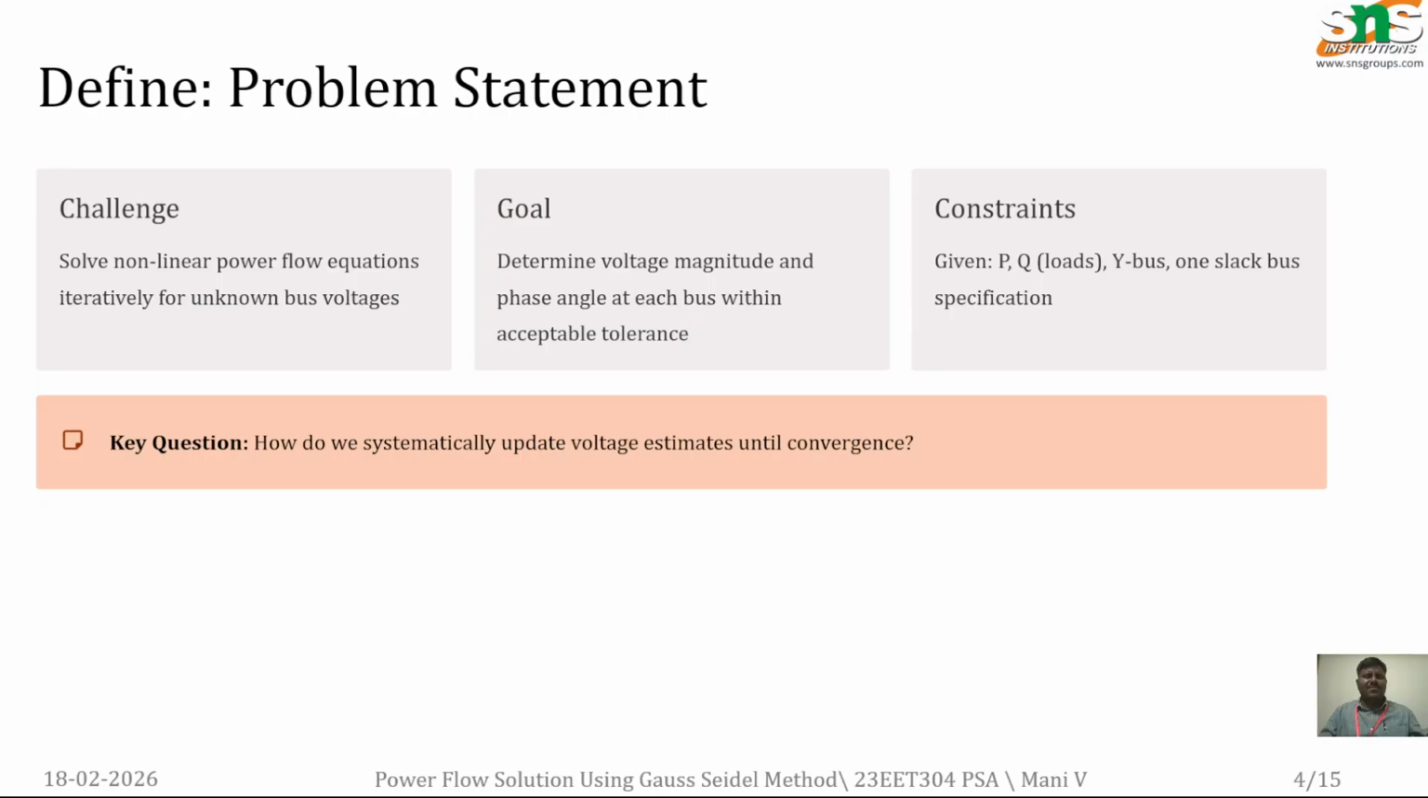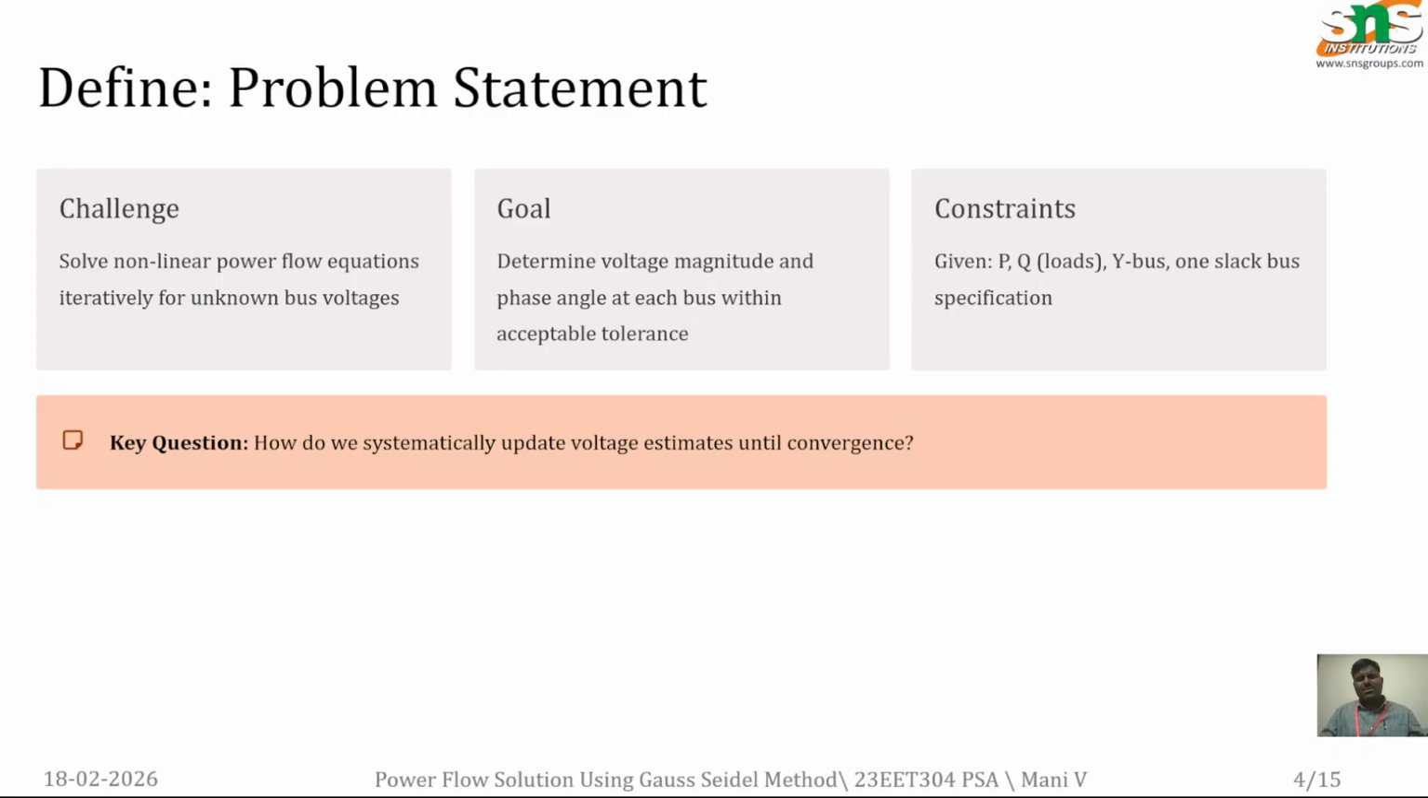While defining the empathy of the problem statement, the main challenge is that we have to solve the non-linear power flow equations for n number of iterations for the unknown bus voltages. The ultimate aim of our power flow solution method is to determine the voltage magnitude as well as the phase angle of the voltage at each bus within the acceptable tolerance.